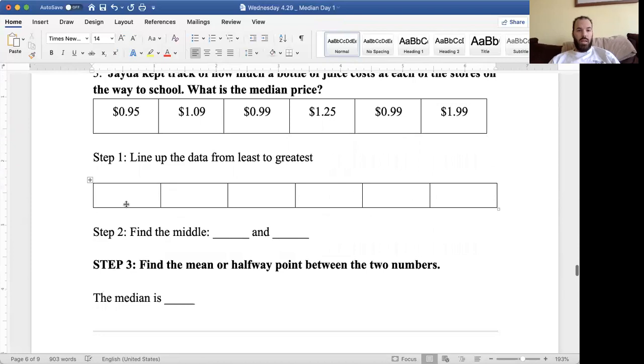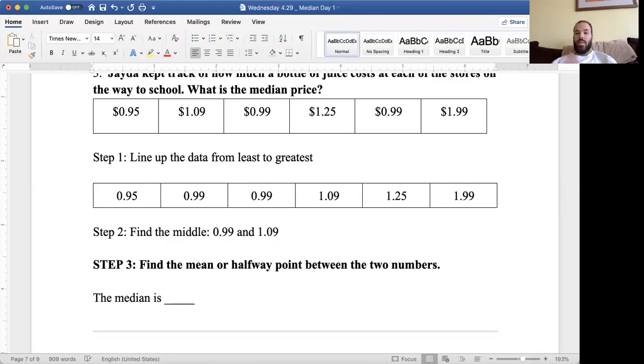Last one for our practice, I'm going to line them up from least to greatest. 95 cents, 99 cents, 99 cents again, $1.09, $1.25, and $1.99. The middle is in between these two, in between 0.99 and 1.09. Two ways we could do it. We could add them up and divide by 2, but I think the easiest way to do it is what's halfway between 99 cents and $1.09. The halfway point is going to be $1.04. So my answer for my median is $1.04.